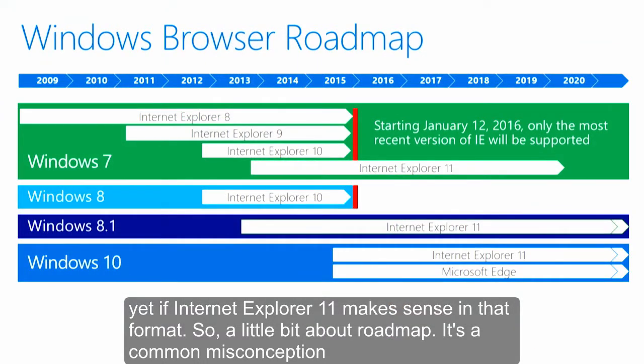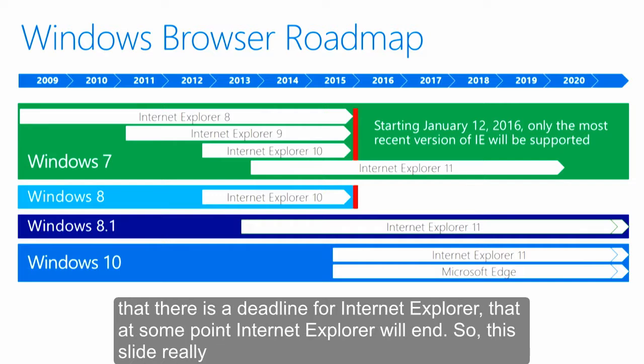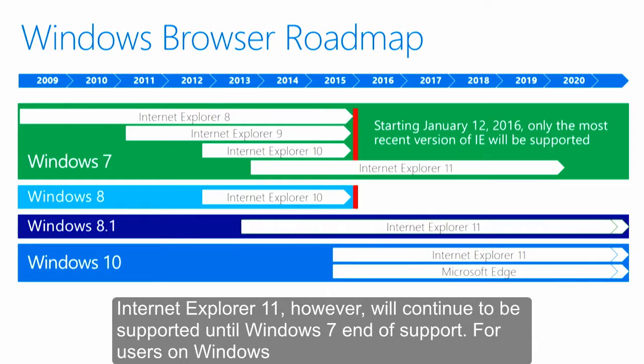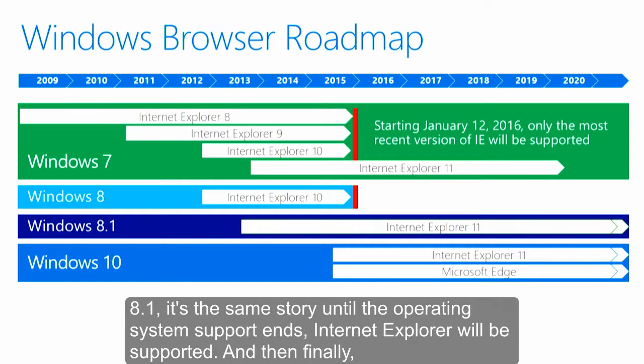So a little bit about roadmap. It's a common misconception that there is a deadline for Internet Explorer, that at some point Internet Explorer will end. This slide gets into that a little bit. Starting January 12th, 2016, we will end support for Internet Explorers 8, 9, and 10. Internet Explorer 11, however, will continue to be supported until Windows 7 end of support. For users on Windows 8.1, it's the same story. Until the operating system support ends, Internet Explorer will be supported.